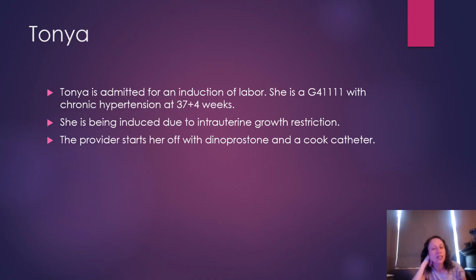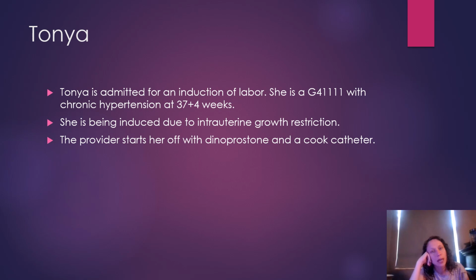So we are going to go back to Tanya and Betty. Tanya is admitted for an induction of labor. She is a G4-11111, right? Chronic hypertension at 37 and 4. She's being induced due to intrauterine growth restriction. So do you guys remember some of the causes of intrauterine growth restriction? So hypertension is one of the causes, right?